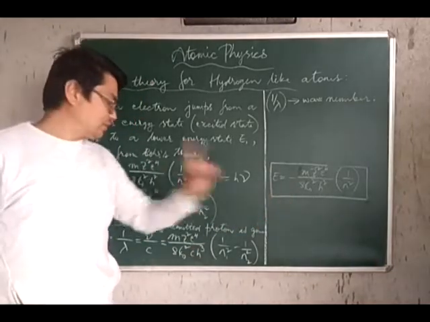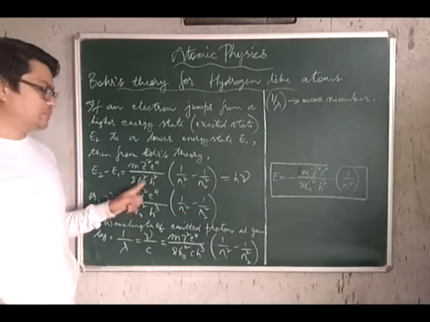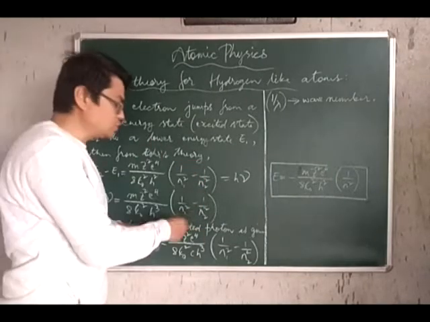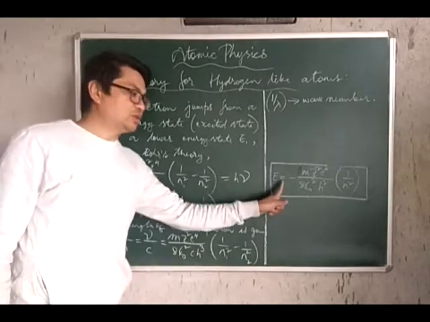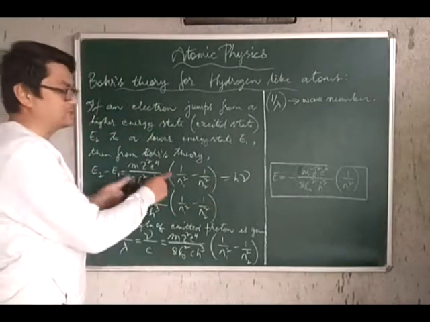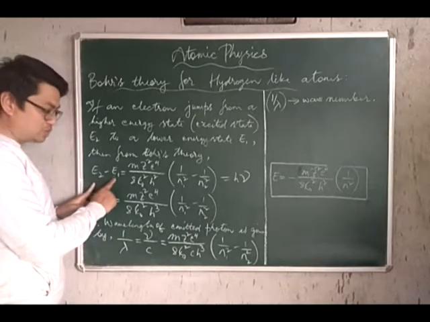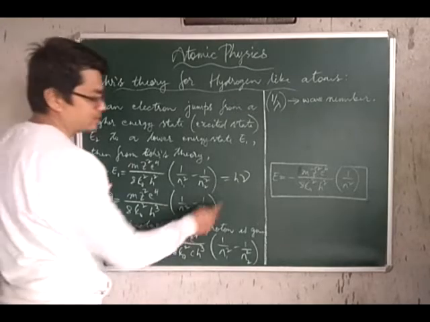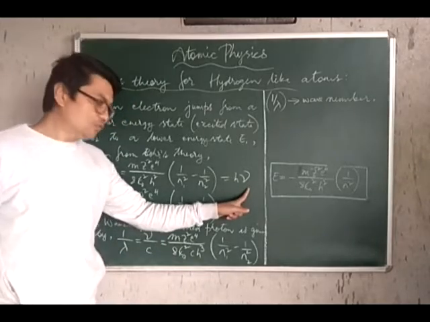using this expression, is given by m z squared e to the power 4 divided by 8 epsilon naught squared h squared into 1 by n1 squared minus 1 by n2 squared. You substitute for E2, substitute for E1, and then subtract, and you will see this. So this difference in energy between the two orbits, two states, is equal to h nu, liberated in the form of a photon.